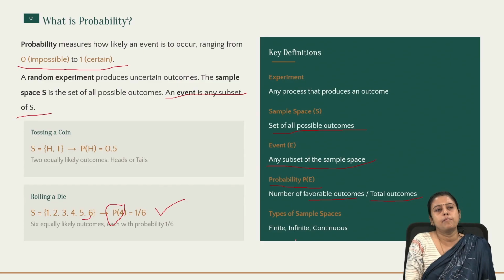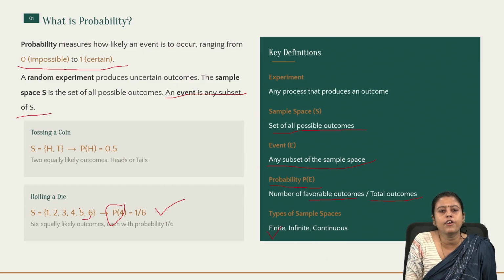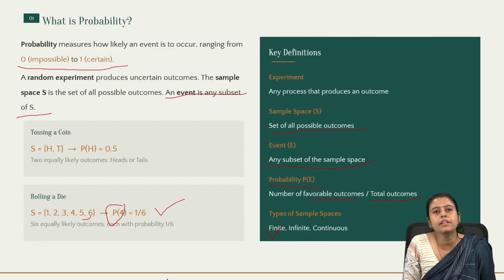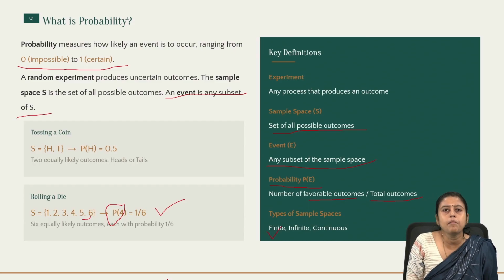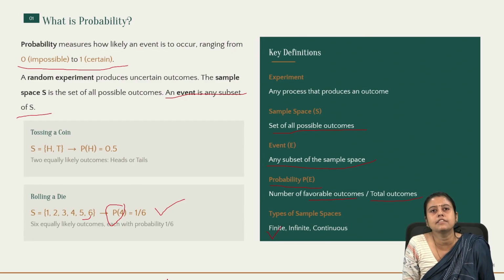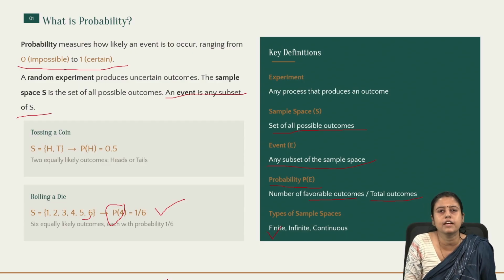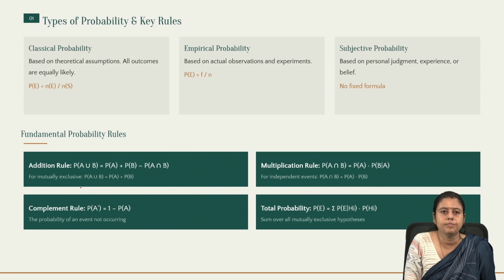What are the types of sample space? Now, a sample space can be finite. If we go for rolling a die, it is a finite value. If there is a lot of data, it may be an infinite sample space. It may be continuous data. If I am checking the speed of a machine, this is continuous data, or analog data is continuous data. So this is called the probability.